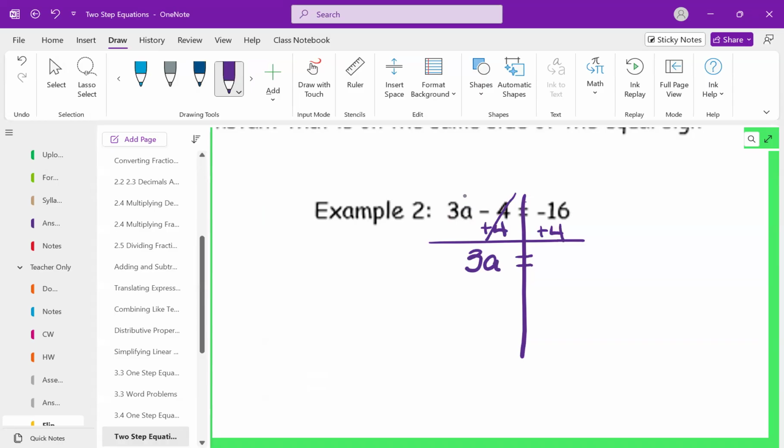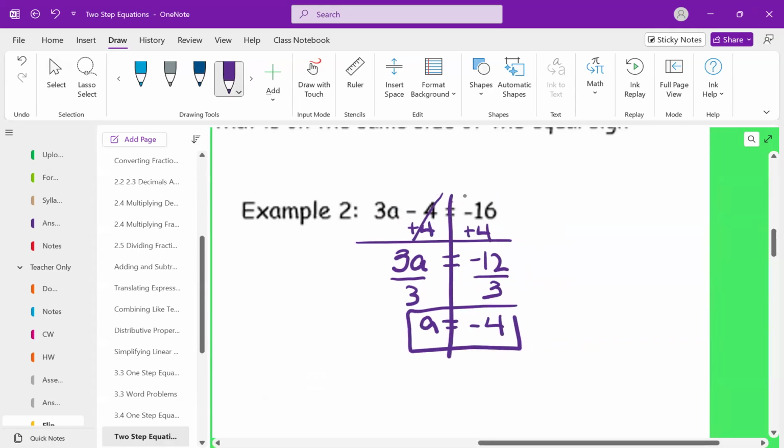The equal sign stays on the line. Different sign, subtract, keep the sign of the higher number. And then we're back to one-step equations where we divide by the coefficient, and we get our solution of a equals negative 4. Now to check this, we would just take our original and substitute.